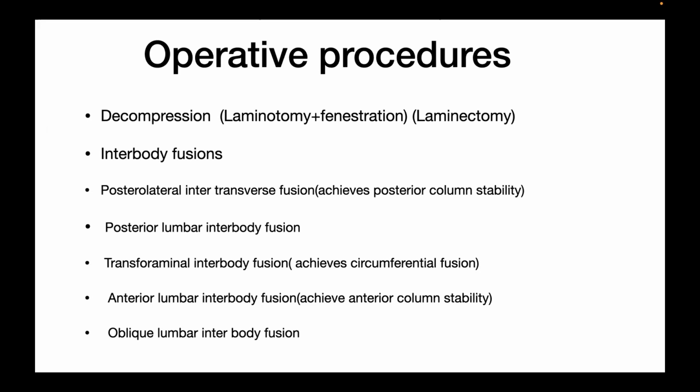Various interbody fusion techniques are available. Mainly the posterolateral intertransverse fusion, which achieves mainly the posterior column stability; posterior lumbar interbody fusion and transforaminal interbody fusion, which mainly achieve circumferential fusion. Anterior lumbar interbody fusion achieves the anterior column stability. Also, oblique lumbar interbody fusions can be achieved.